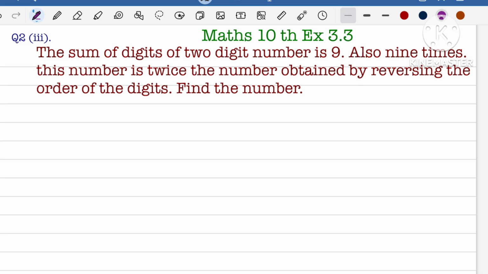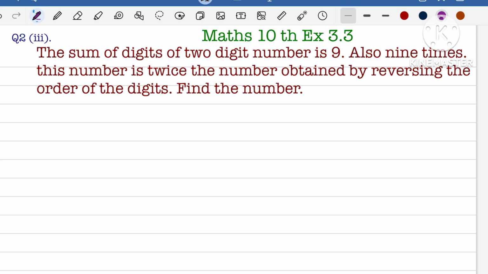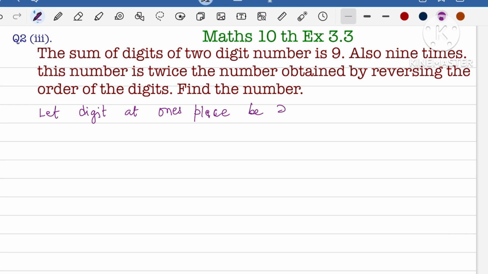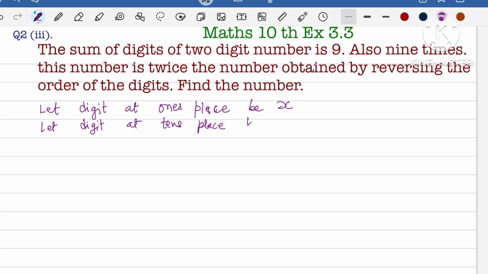Question 2, third part. The sum of the digits of a two-digit number is 9. Also, 9 times this number is twice the number obtained by reversing the order of the digits. Find the number. Let digit at ones place be X. Let digit at tens place be Y.